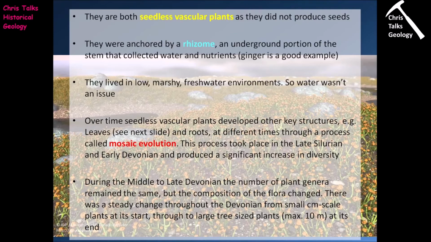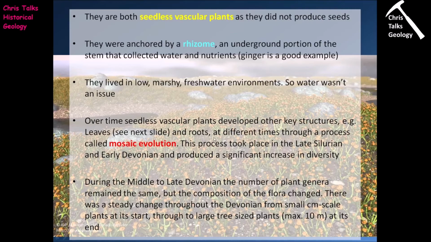So over time, seedless vascular plants developed other key structures, things like leaves and roots. These occurred at different times, through a process of mosaic evolution. If you remember, mosaic evolution means that you steadily change one factor after another rather than trying to change everything at the same time. This steady evolution of plants took place mostly in the late Silurian to early Devonian. So by the time we're into the early Devonian, we're going to have plants which are slightly more familiar looking to us. We're going to have structures like roots and leaves, and the plants are going to look more, for want of a better term, regular.